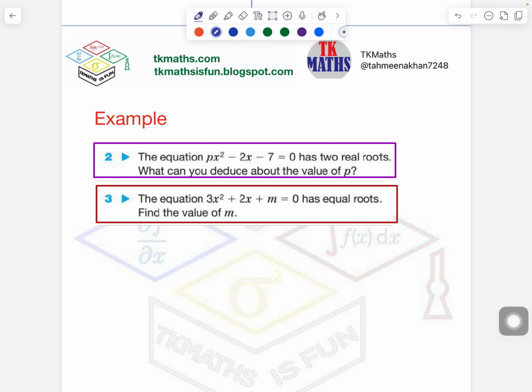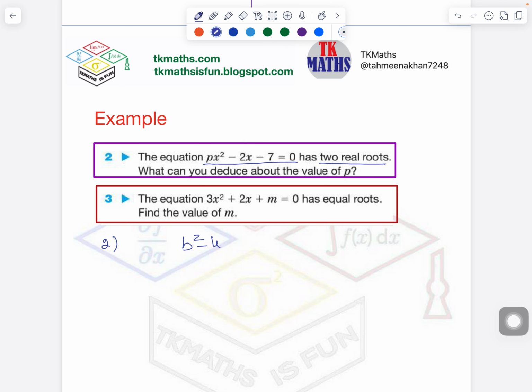So now let's do example 2 here. Okay, how the discriminant is solved. After that, I have taken past paper questions. The equation px square minus 2x minus 7 equals 0 has 2 real roots and you have to deduce the value of p. So in this case, I have been told what the discriminant will be.